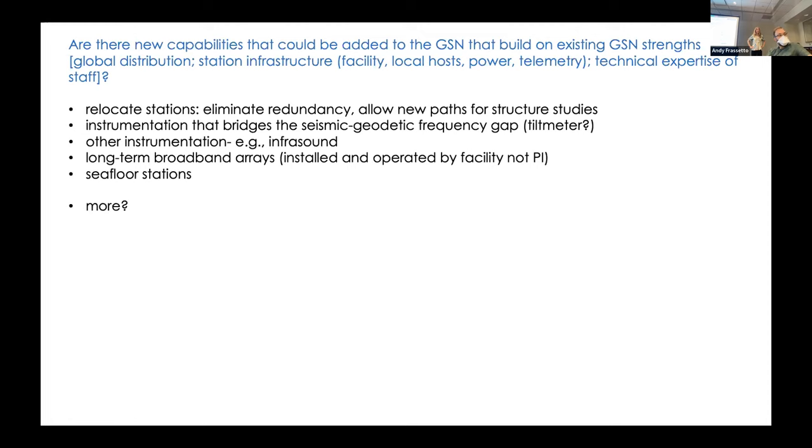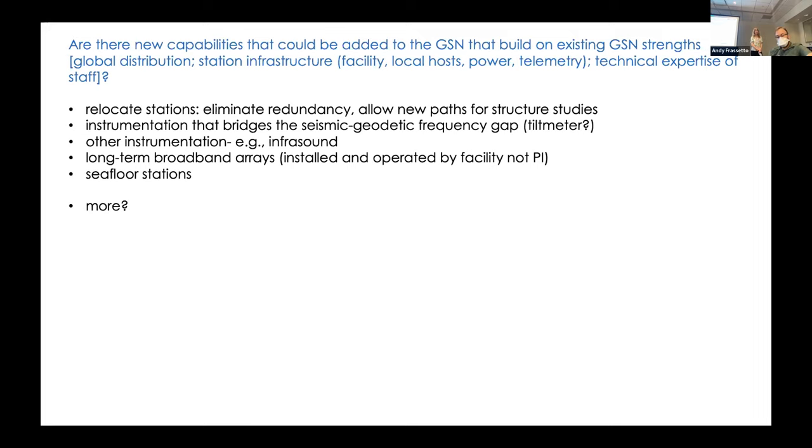Brandon? This is Brandon Schmandt from University of New Mexico. I'd kind of build on that a little. Do we know enough about our GSN sites now for some of these environmental change links to climate change kind of applications? Do we know the depth to weathered or unweathered bedrock, the depth to the water table, the near surface velocities?